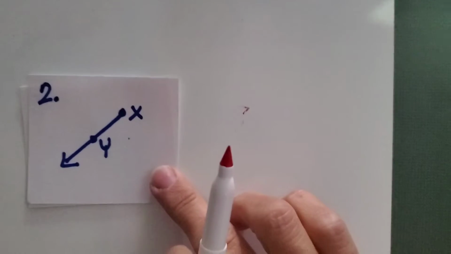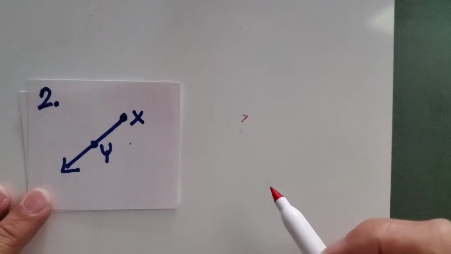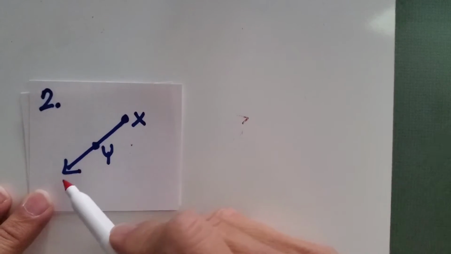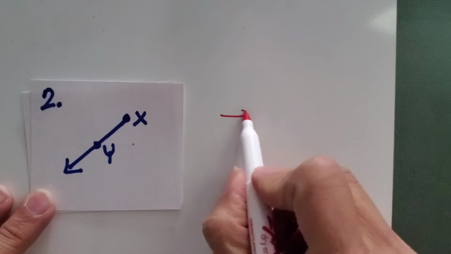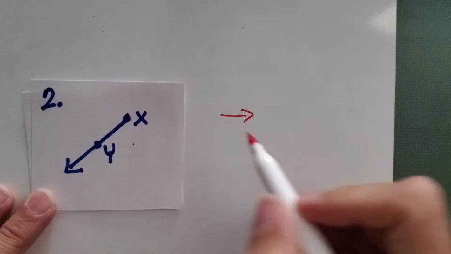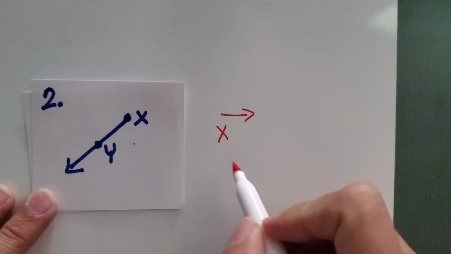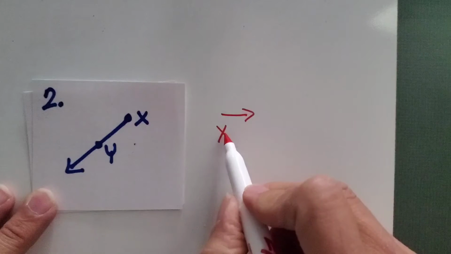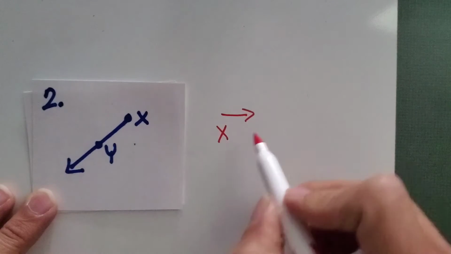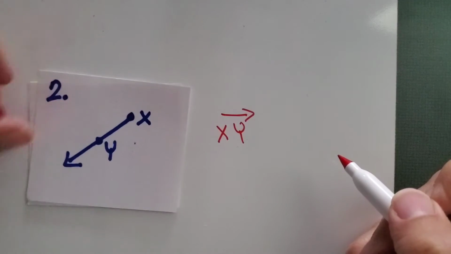All right, here we go. What is this? Well, we can see that it starts here and goes forever in one direction. That means it's a ray. When we write a ray, we always want to use a right arrow, and the first thing needs to be the starting point. So X, sometimes called the endpoint or starting point, we're going to go this way. So we start with X, and then any other point on that ray we can use. There's only one there, so we're going to use that one.